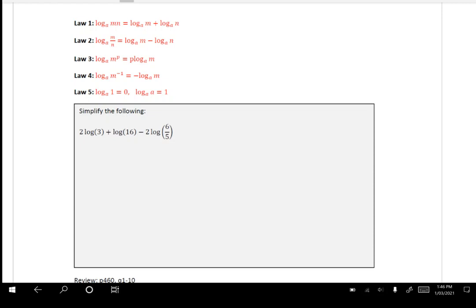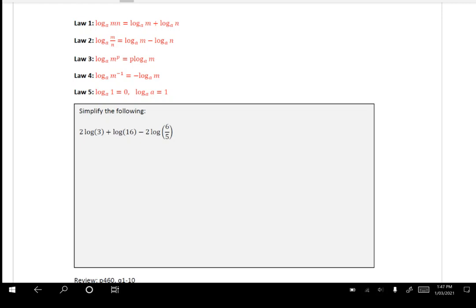If I have log 10 of something plus log 10 of something else, it's the same as log 10 of the product of those two things. The opposite for divide. To the power just goes in front. Inverse, so to the power of -1 is just a minus. And log of 1 is equal to 0. And log of the base itself is 1.